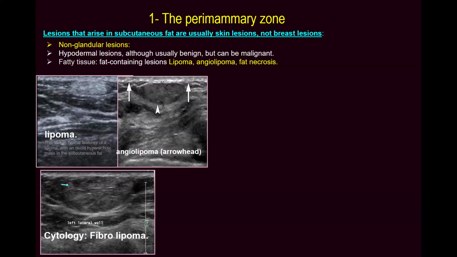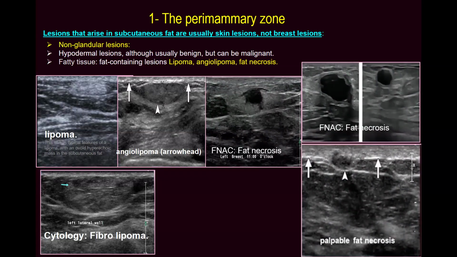Okay, so also contain fat. So non-glandular lesions, fat-containing lesions: lipoma, angiolipoma, fibrolipoma, fat necrosis. So these are examples of fat necrosis here.